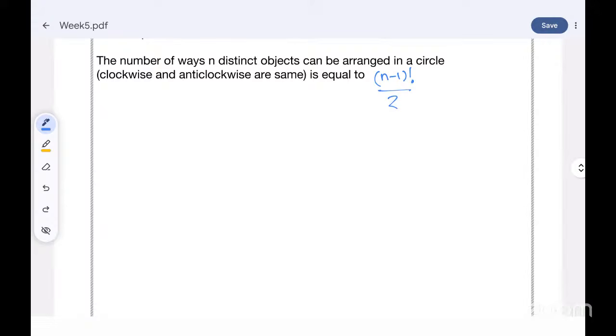Okay, so there is a question. Let me write the question. Find the value of n if nP4 is equal to 20 times nP2. So how do you think you can solve this?